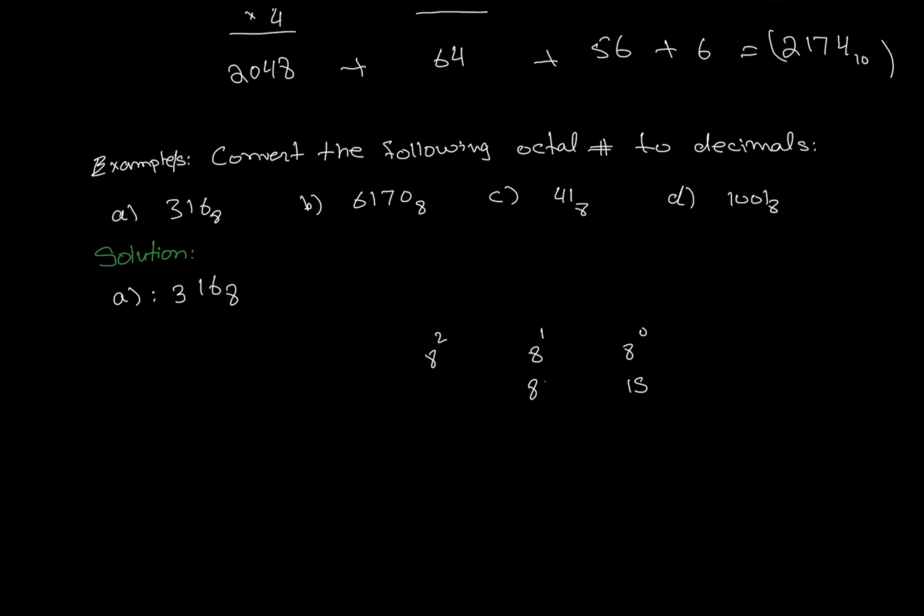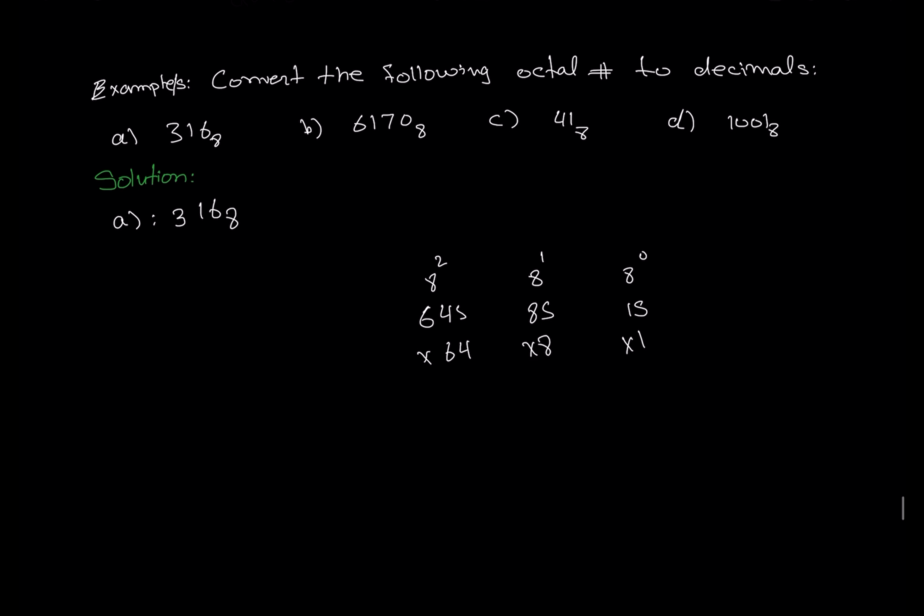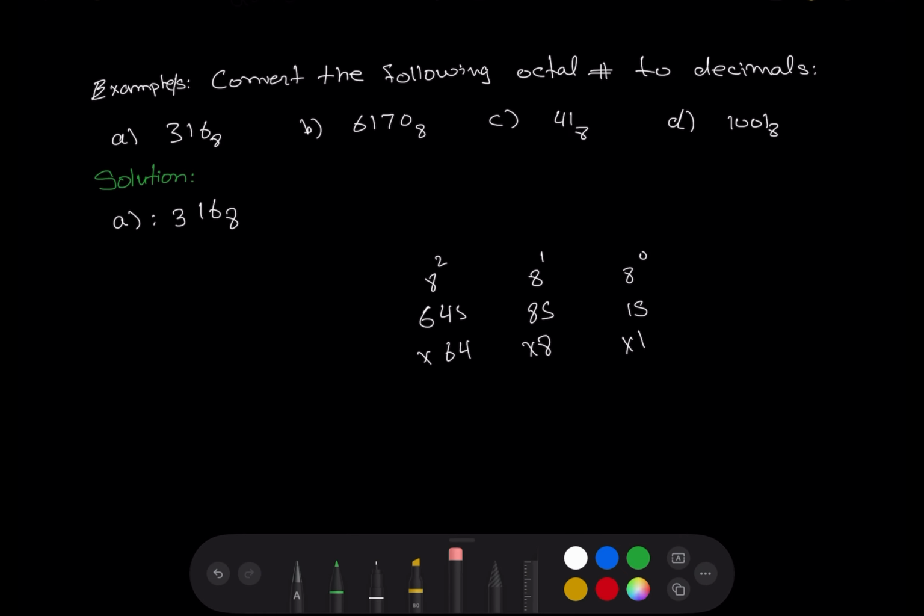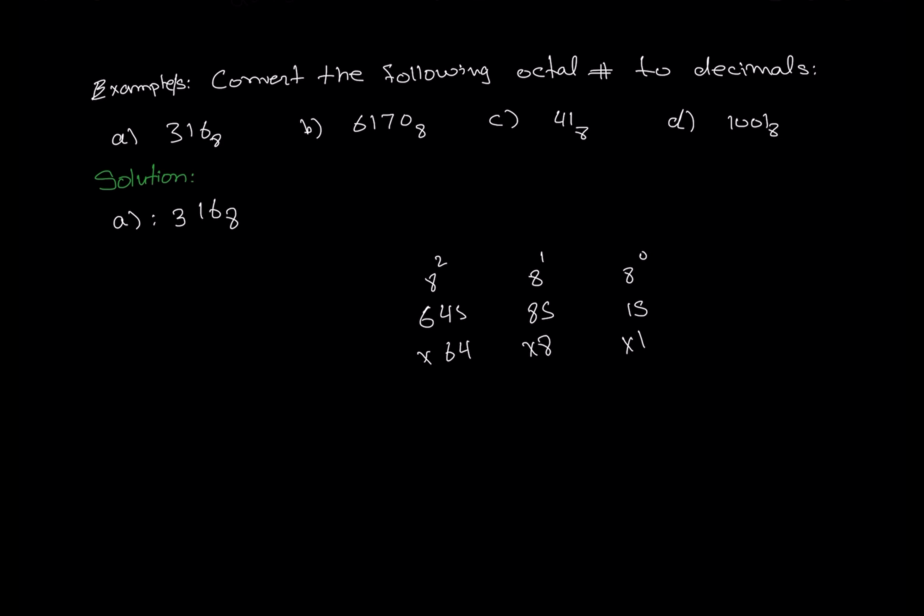So that will be 64s. Or you can do it times 1, times 8, times 64. Whatever representation you like. So you have these 3 representations, however you like it. Now, once you find the placing value, then you will have to write the individual number below that.